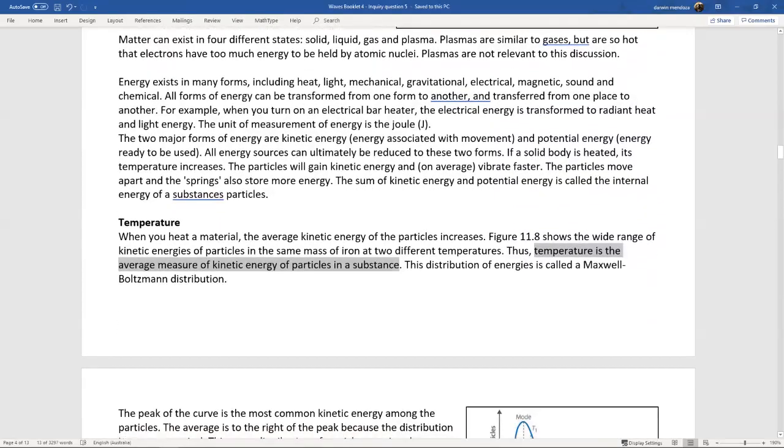So temperature is that. Temperature is not the average potential energy. It does not consider that. It considers the amount of movement of those particles, and that has to do with pressure. That's beyond the scope of this particular course, but it has to do with pressure.